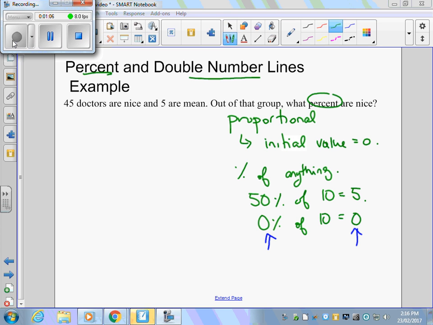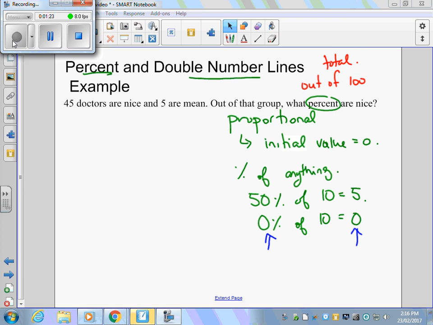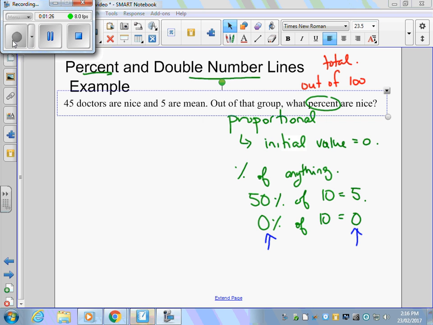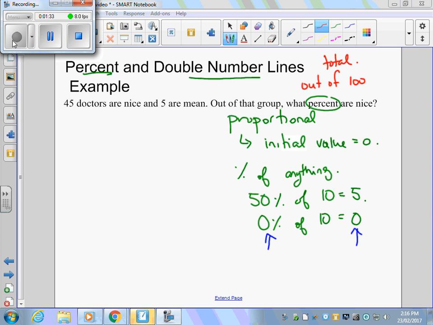Okay, so percent, we had a quick reminder the other day, means out of 100, right? So our total is always 100. So in this case, we're talking about doctors, and doctors can be qualified as nice or mean, but it doesn't say anything about a total yet. So I'm actually going to have to find a total of doctors to think about this. So the total doctors is just going to be 45 plus 5. So the total doctors are going to be 50.